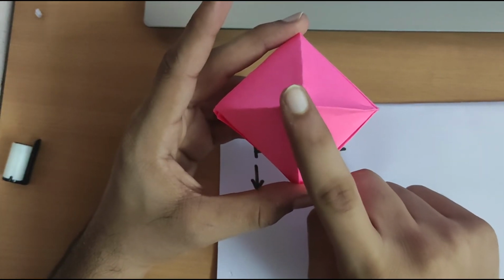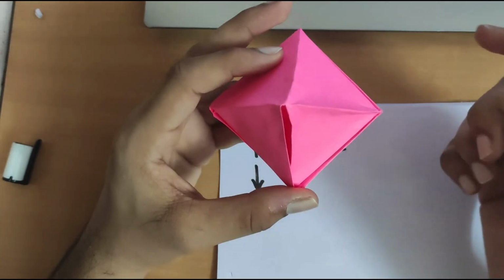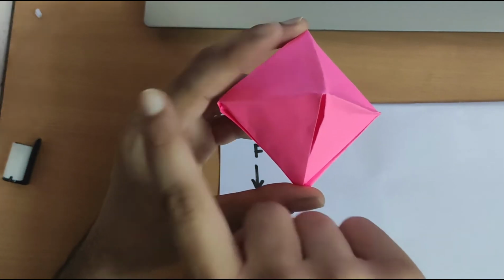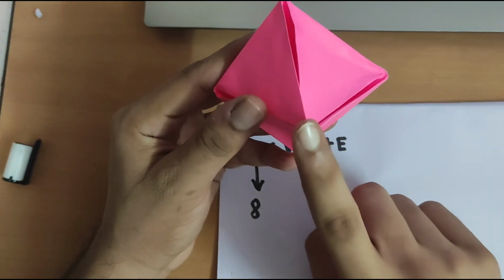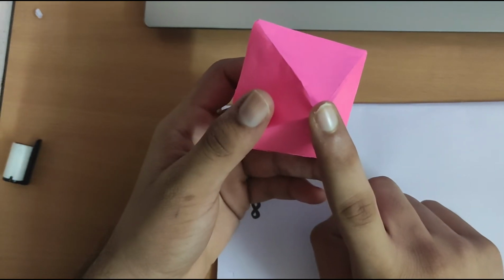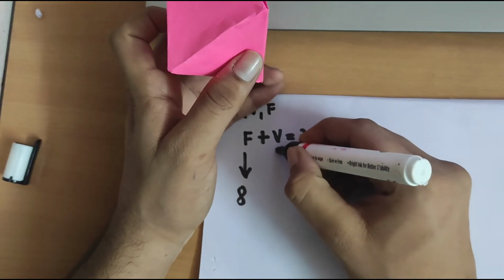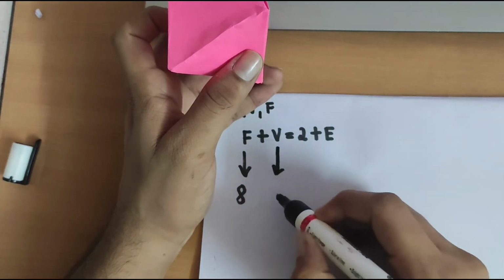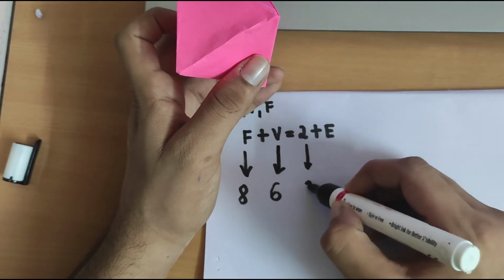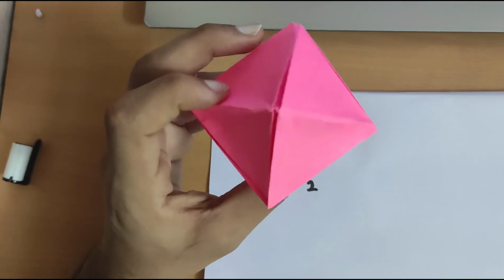1, 2, 3, 4, 5 and 6. So it is 6. And next, let's count the number of edges.